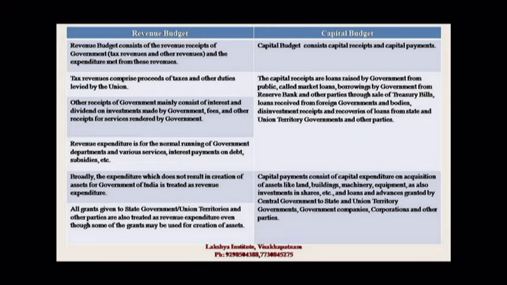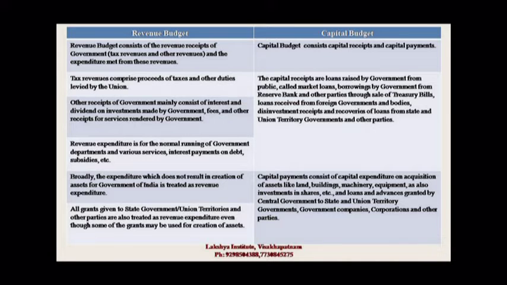Revenue budget. Revenue budget consists of the revenue receipts of government, tax revenues and other revenues, and the expenditure met from these revenues. Tax revenues comprise proceeds of taxes and other duties levied by the Union. Other receipts of government mainly consist of interest and dividend on investments made by government, fees, and other receipts for services rendered by government.